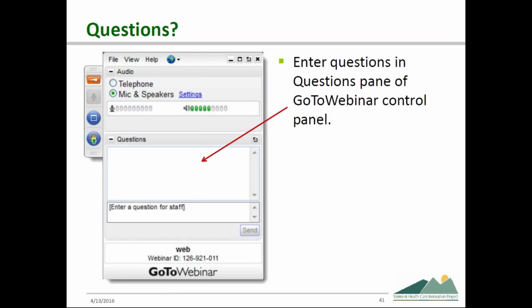Our first question is for Rob. Rob, you mentioned that provider readiness is a key consideration in ACO design. What does provider readiness look like? And then Amy, if you could follow up with what Vermont has done to support readiness?